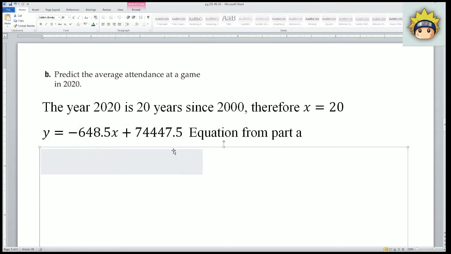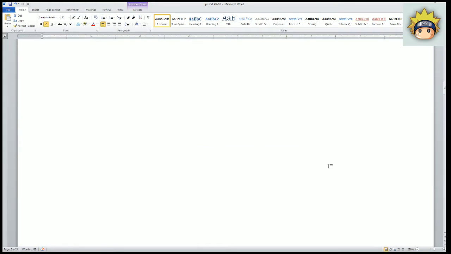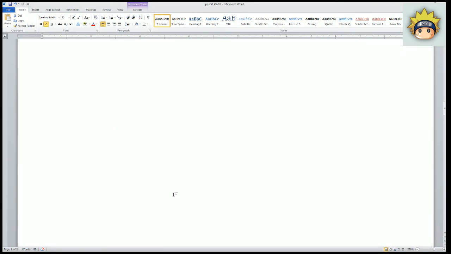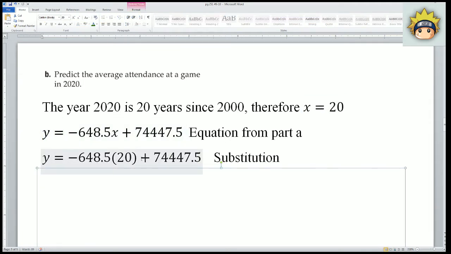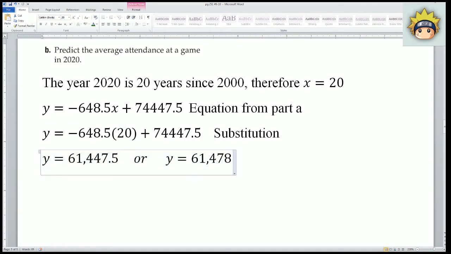Now, for me to predict it, it's asking me for a y value, because the average game attendance is your y. Do you see that? Average game attendance is your y. Years since 2000 is your x. So x is 20, because it's 20 years since 2000, and I'm trying to solve for y. Make your substitution, plug in 20 for x, and plug this into a calculator: negative 648.5 times 20 plus 74,447.5, and this is what you get.